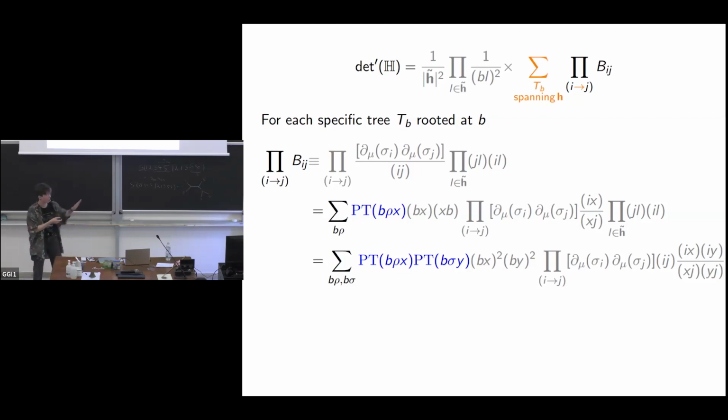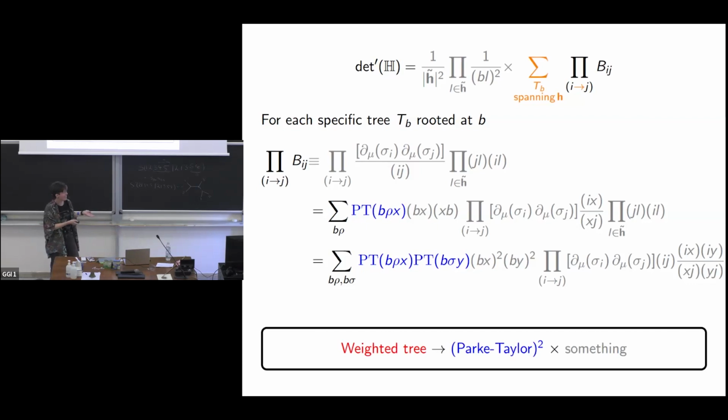Okay, so this is looking good because Yang-Mills was related to these Parke-Taylor factors, and we now have two. It's great. So our weighted tree has turned into Parke-Taylor squared times something else.